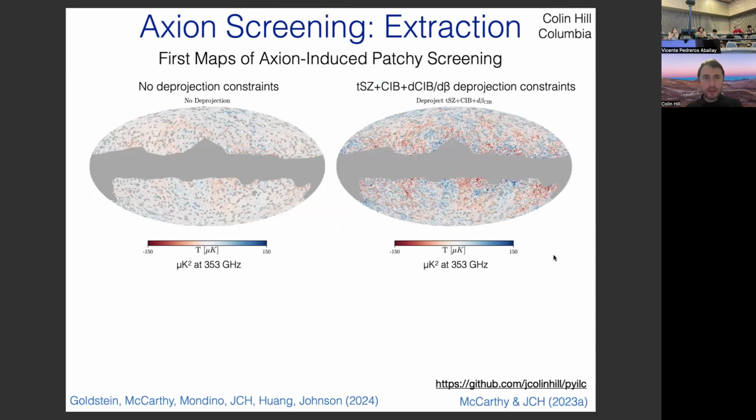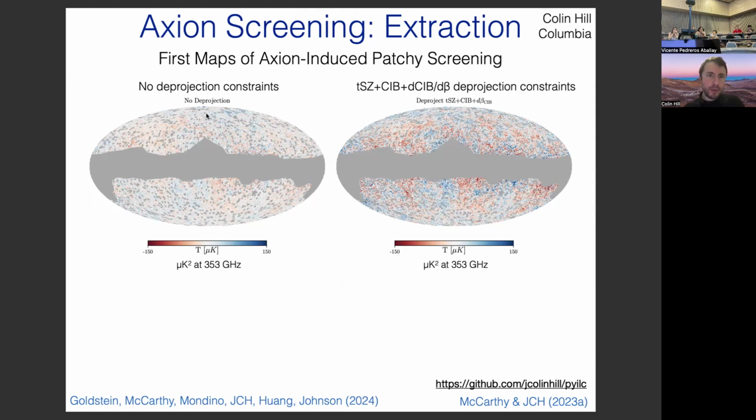Let me then turn to the axion case. The conceptual idea is exactly the same as before, except we're just going to look for a different frequency-dependent signal in the axion case rather than the dark photon case. So these were the first maps that we produced looking for the axion distortion. This is in a different projection of the sky, showing the southern galactic hemisphere and northern galactic hemisphere.